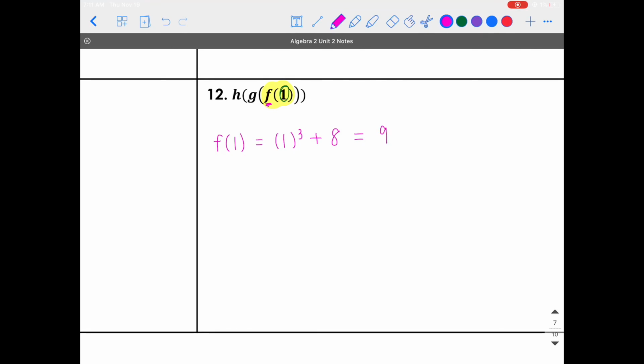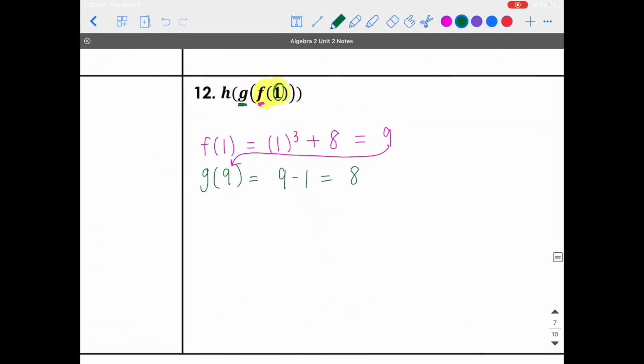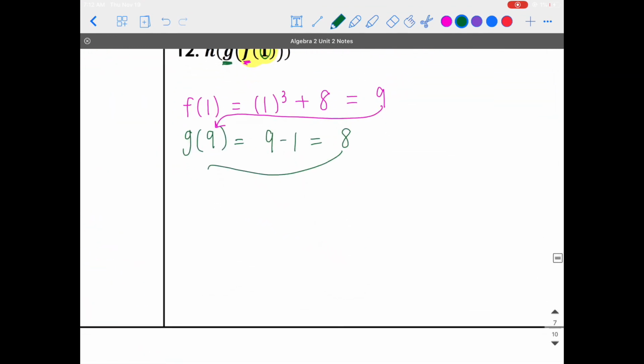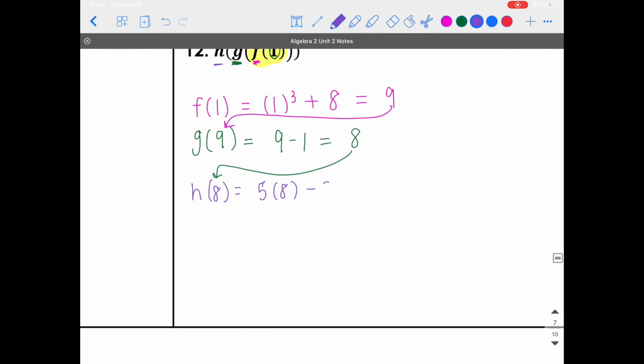So I started with f. Then I'm going to move to g. G of 9, because I'm using my answer. 9 minus 1 is 8. 9 minus 1 is 8, and then I'm going to use that answer in h. H of 8 is 5 times 8 minus 3, which is 37.